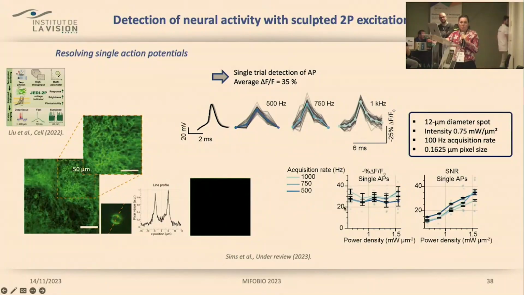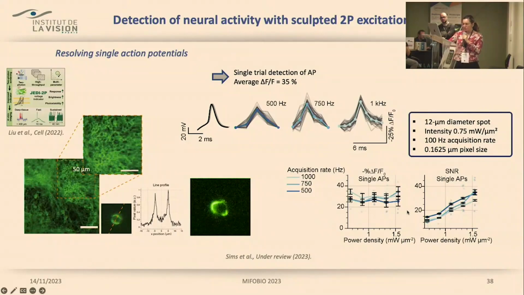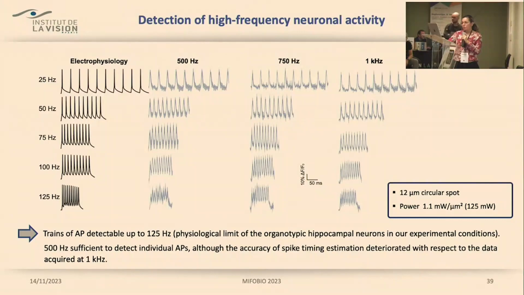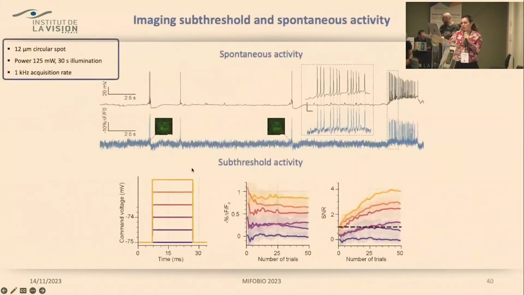So we had practically the same delta F over F and signal to noise ratio as the previous two-photon excitation methods that I showed you. We were able to also image neuronal activity at different frequencies and for acquisition rates down to 500 Hertz. And also we managed to image spontaneous activity. This is the electrophysiology recording, and this is the optical recording. And you see how well they fit.